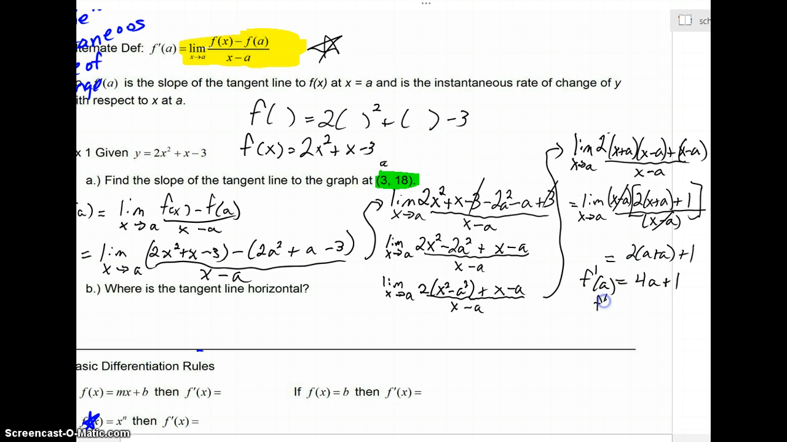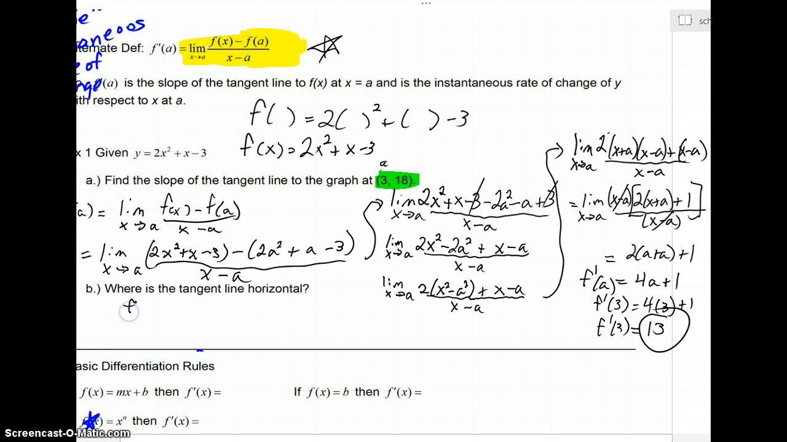So if I did f prime of 3, we'd get 4 times 3, which is 12, and 12 plus 1 is 13. So what is the tangent line slope at the point (3, 18)? The answer is the tangent line slope is 13. For part B, where is the tangent line horizontal?